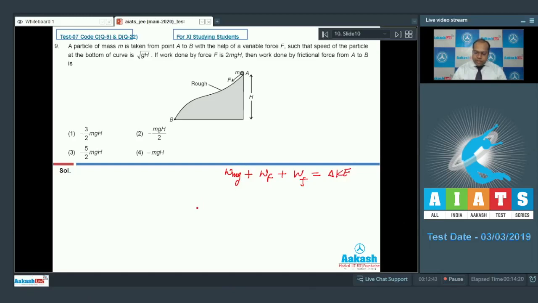So the work done by gravity can be written as mg into h. Work done by F is given in the question, that is 2mg into capital H, plus work done by friction we have to calculate, that is equal to change in kinetic energy. So final kinetic energy is half m into v final square. So that is g into h minus 0. So if I calculate the work done by friction, it comes out to be minus 5 by 2 into mg into capital H. So option 3 is the correct answer. Let's move to question number 10.